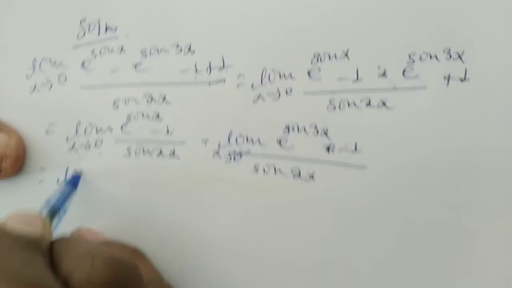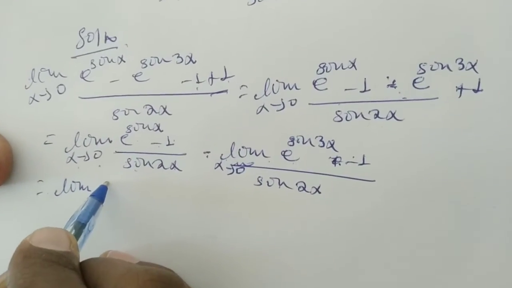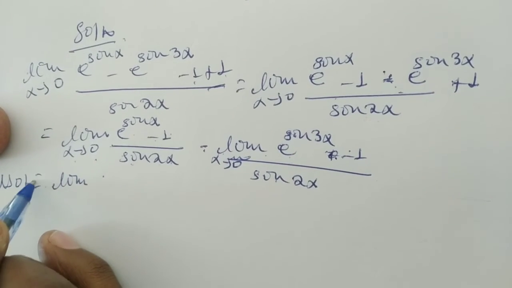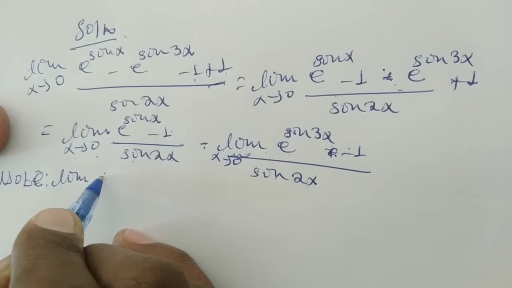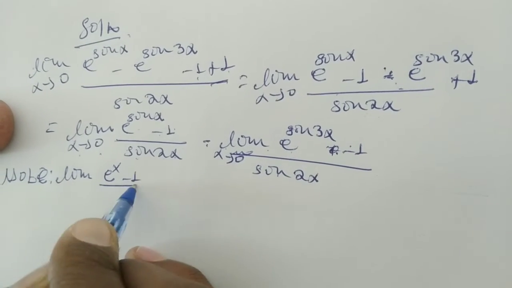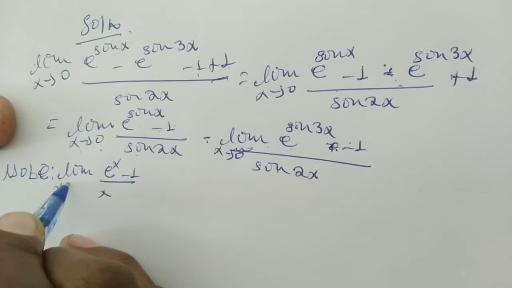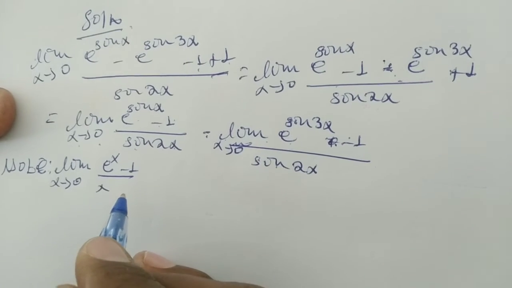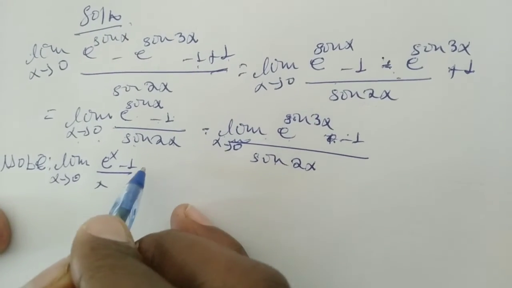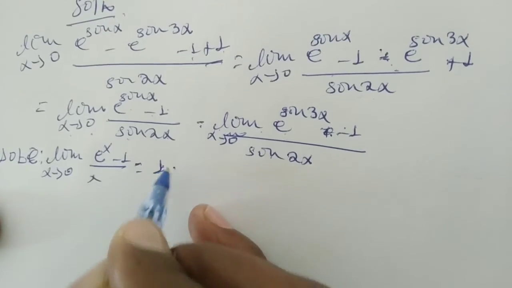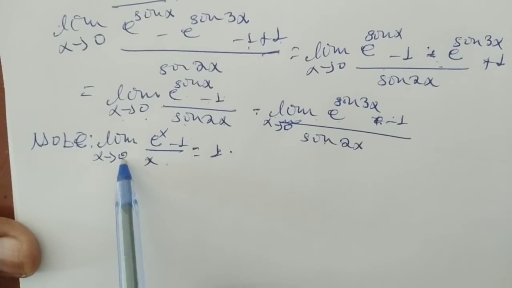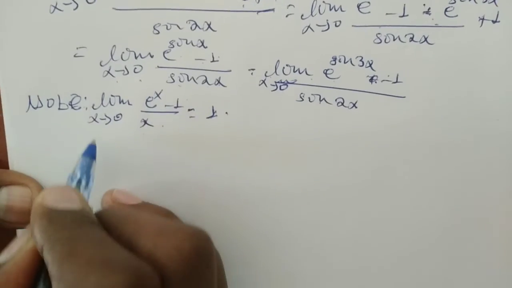Okay, limit of... what you need to keep in mind here is the limit of... not limit of e to the power of x minus 1 over x when x goes to 0. The limit of e to the power of x minus 1 over x when x goes to 0 is equal to 1.